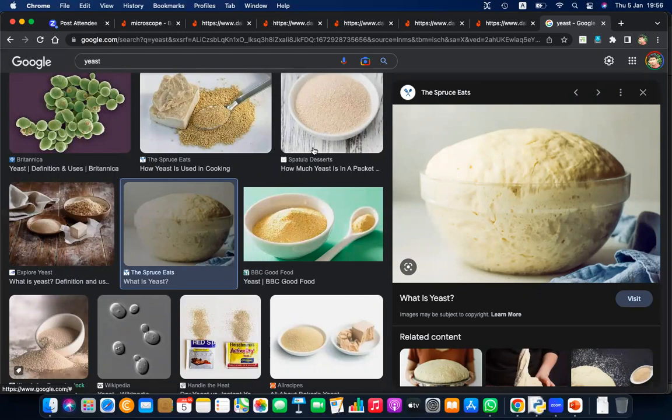In a certain condition, yeast is inactive because no food is there now, so it is inactive. But when it gets food, this is a food, a bakery product.